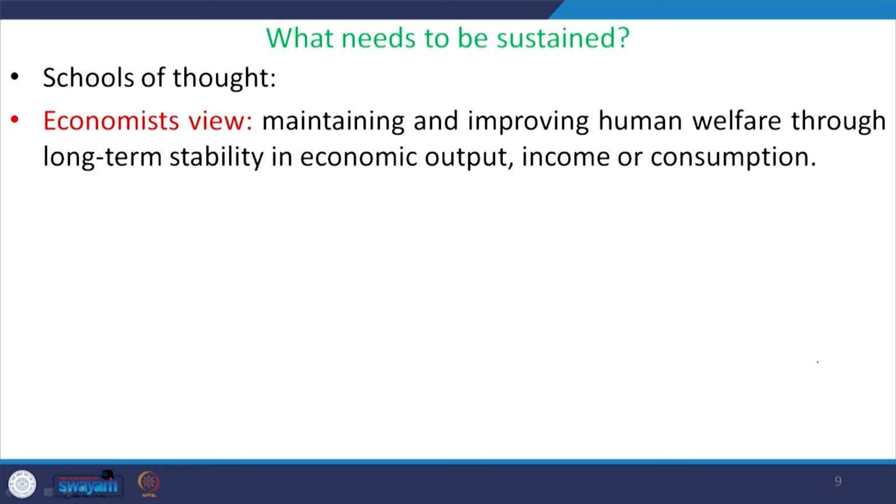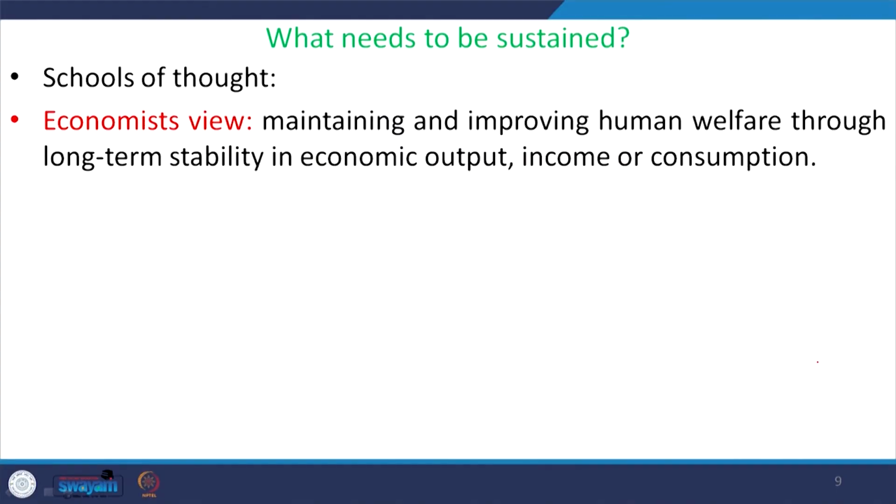So, let us start from economics itself, how economists perceive sustainability. For economists, sustainability means maintaining or improving human welfare. The center is human welfare, through long-term stability in terms of economic output, income, profit, consumption, sales and other economic parameters. If human welfare can be improved or maintained by taking into account economic output, income and consumption, then you can say that we have a sustainable economy.